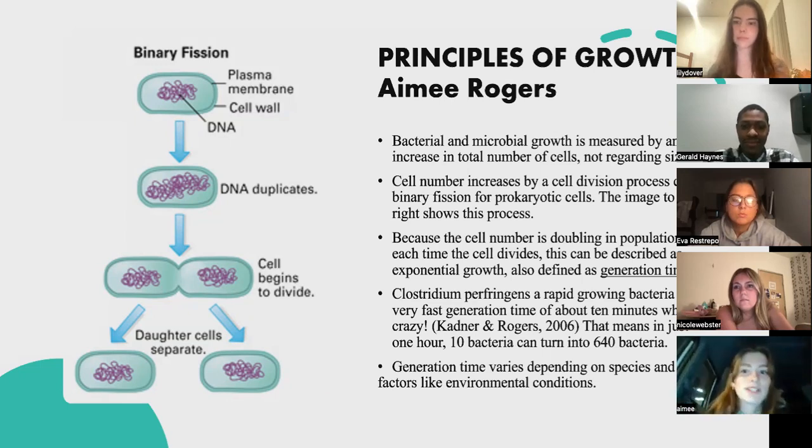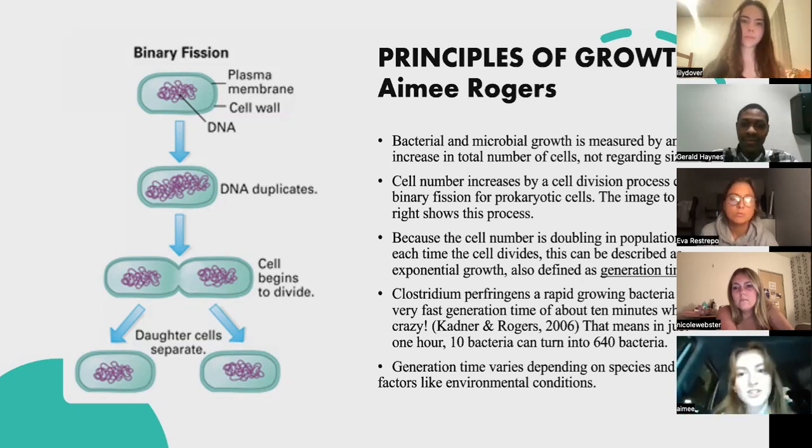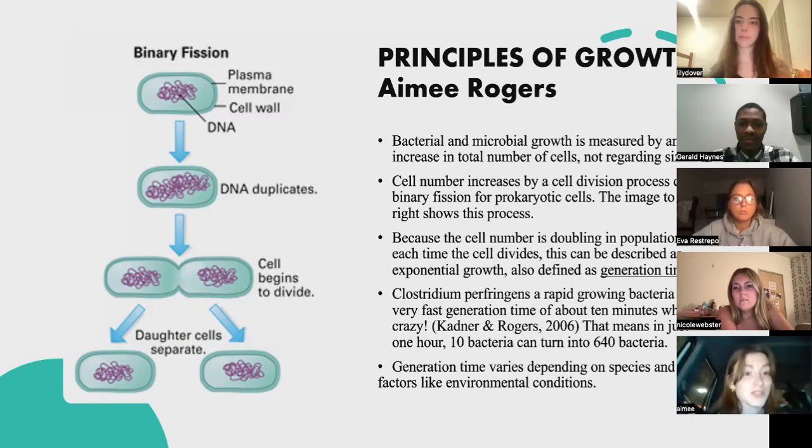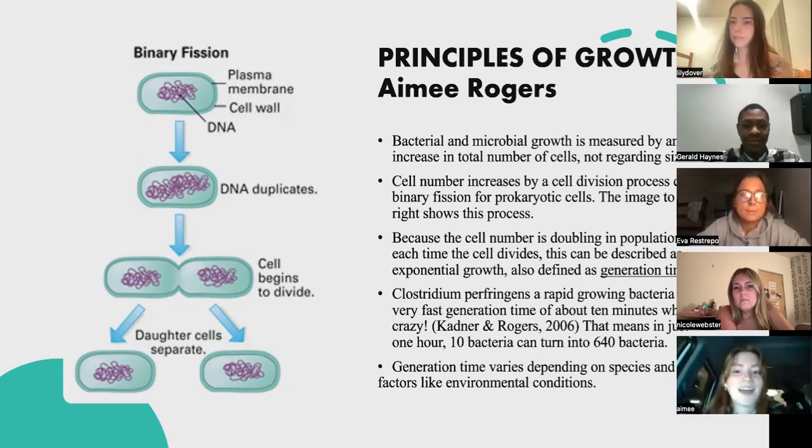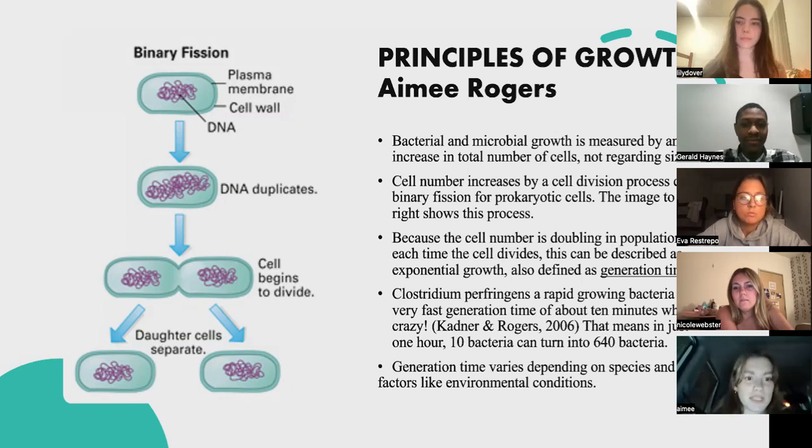Because the cell number is doubling in population each time the cell divides, this can be described as exponential growth, also defined as generation time. Clostridium perfringens is a rapid growing bacteria, and it has a fast generation time of about 10 minutes, which is crazy. That means in just 1 hour, 10 bacteria can turn into 640 bacteria. And generation time varies depending on species and other factors like environmental conditions.